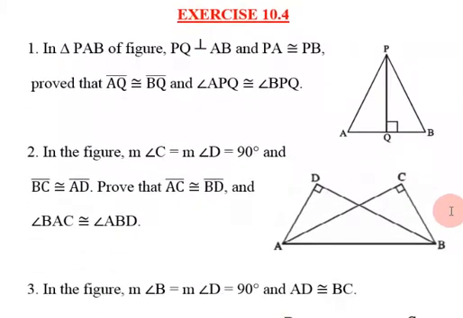The first question is that in the triangle PAB of the figure, PQ is perpendicular on the side AB and the side PA is congruent to the side PB, and I have to prove that the side AQ is congruent to the side BQ and the angle APQ is congruent to the angle BPQ.